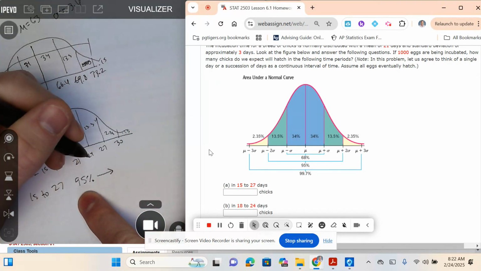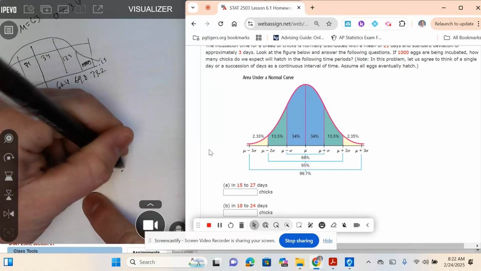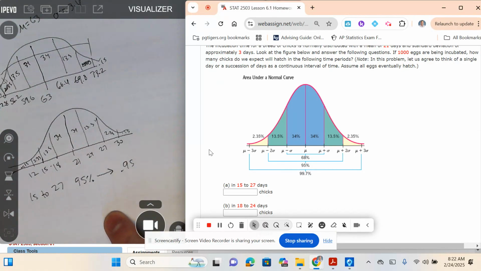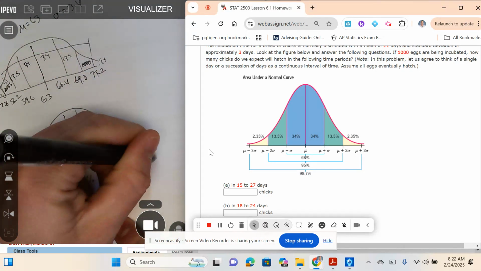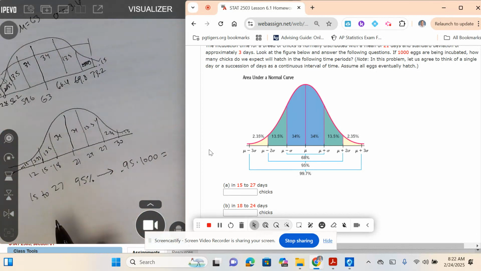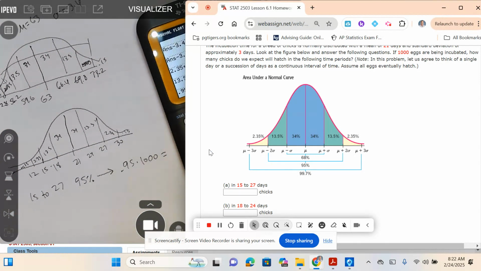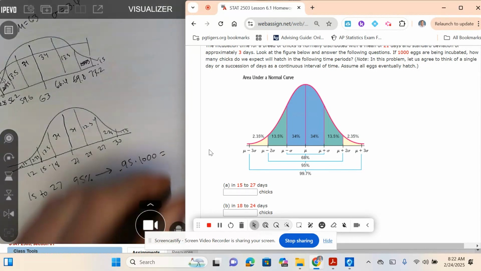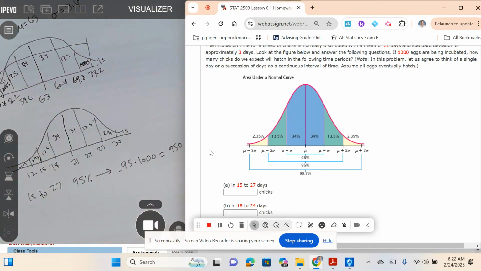I'm going to make this into a decimal. So 95% as a decimal is 0.95. And I'm going to multiply this by the number of eggs. So this will tell me how many chicks will hatch in that time period. So 950 will hatch in that time period, approximately. It's our guess. Okay.